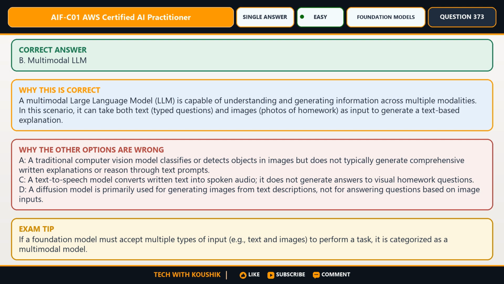generate a text-based explanation. Now eliminate the distractors. A traditional computer vision model classifies or detects objects in images but does not typically generate comprehensive written explanations or reason through text prompts. C. A text-to-speech model converts written text into spoken audio. It does not generate answers to visual homework questions. D. A diffusion model is primarily used for generating images from text descriptions, not for answering questions based on image inputs. Watch for this clue in similar questions. If a foundation model must accept multiple types of input, for example, text and images, to perform a task, it is categorized as a multimodal model.